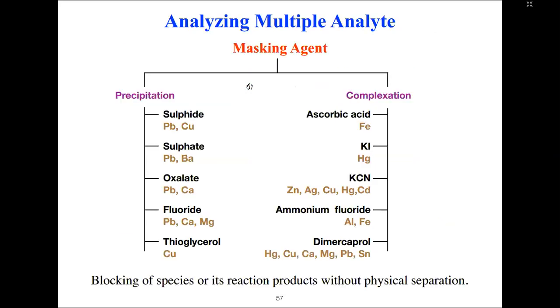So since there is interference, we can use a masking agent. What does masking mean? Like we use a mask to avoid dust entering our respiratory system, we have these agents which we can use to stop interfering species from participating in our reaction. So masking is the blocking of a species or its reaction product without physical separation. We are not physically separating it, however we are blocking it.